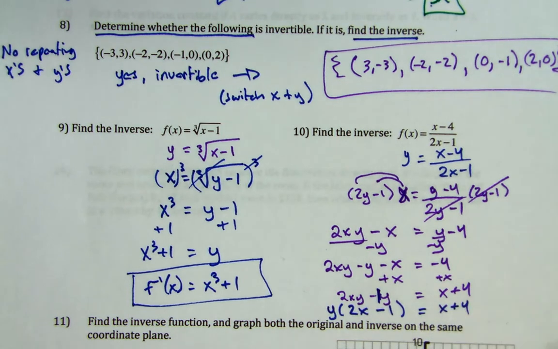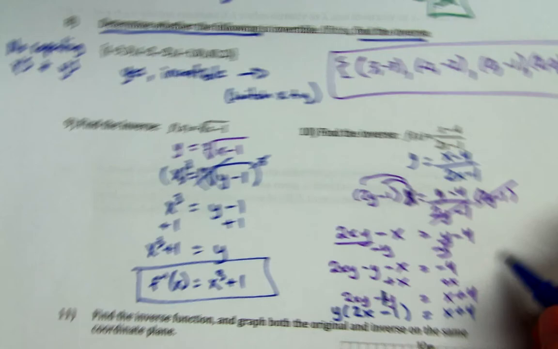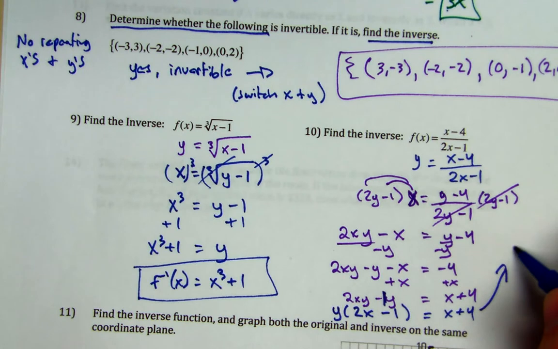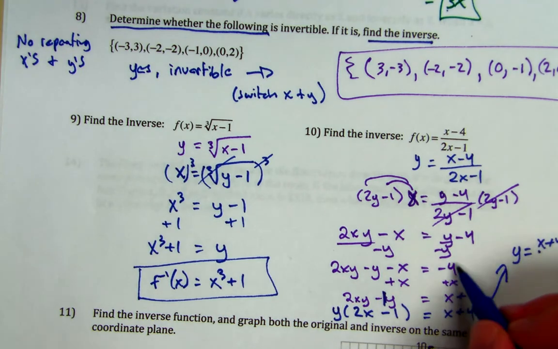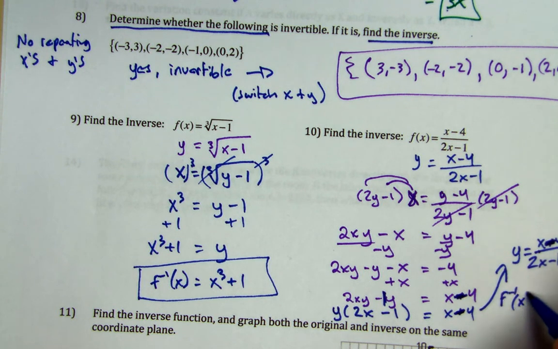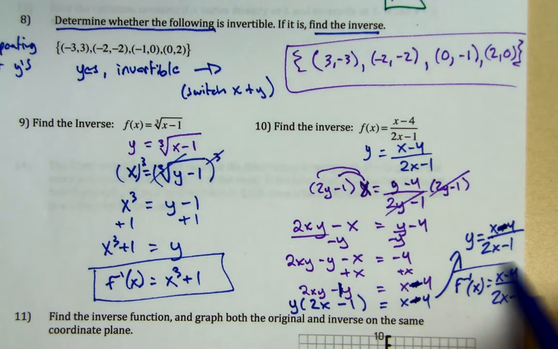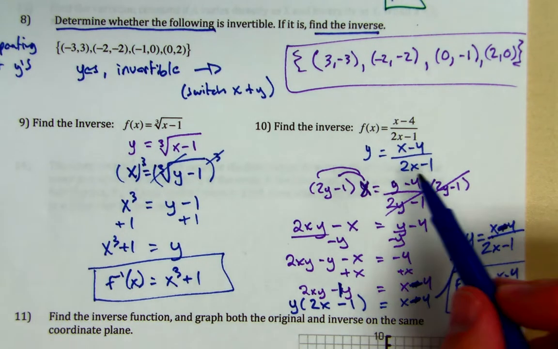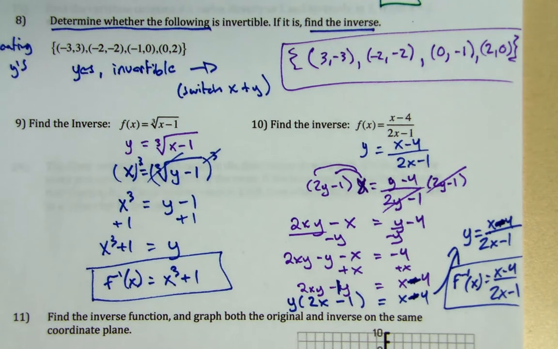x minus 4, and finally dividing both sides, we're going to end up with y equals x minus 4 over 2x minus 1, which is really f inverse of x equals x minus 4 over 2x minus 1. Oops, sorry. And again, this is one of those funky ones that ends up being the same as it started, but not always going to happen.